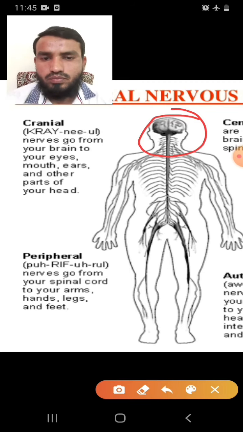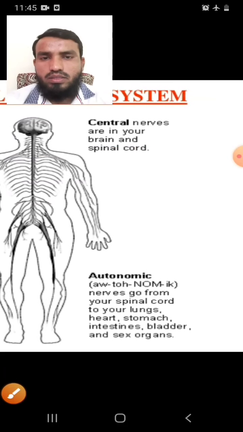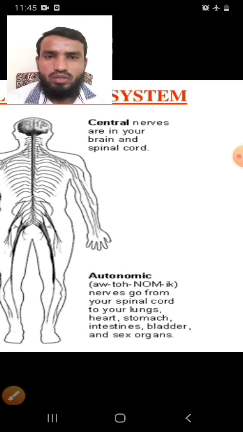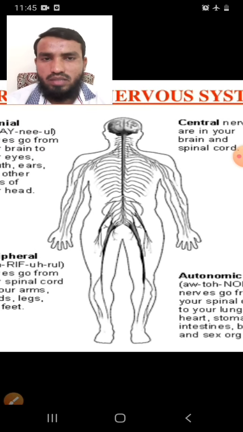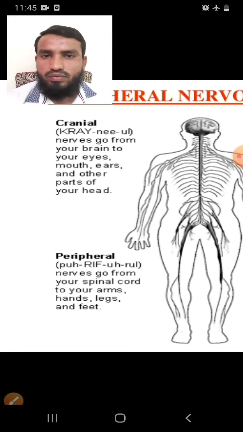These are the types of nerves that are present in your peripheral nervous system, right? Number two, the central nervous system: into that only the nerves in your brain and spinal cord are included, because the brain and spinal cord are made by nerves. Whatever nerves are present in your brain and spinal cord come under the central. The nerves that go from the brain come under the cranial nerves.